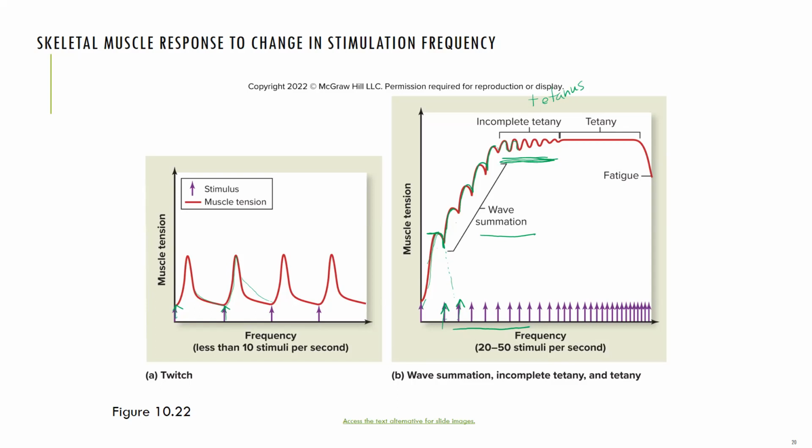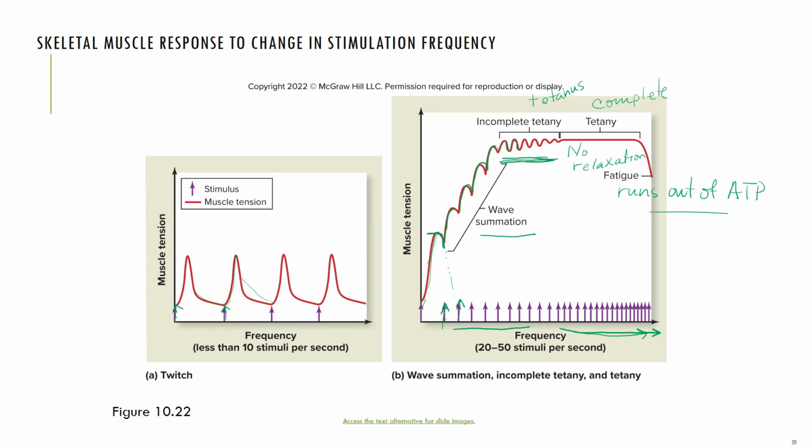But then you get a point where the stimuli are coming so fast, just right on the heels of one another, that the muscle just has no hope of relaxing at all. And that's when we have complete tetanus. And so this is no relaxation at all. And if the stimulus is still being applied, you will stay in tetanus until your muscle fatigues or it just runs out of ATP.